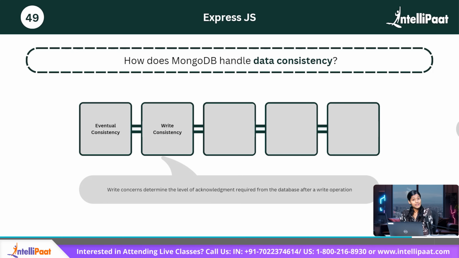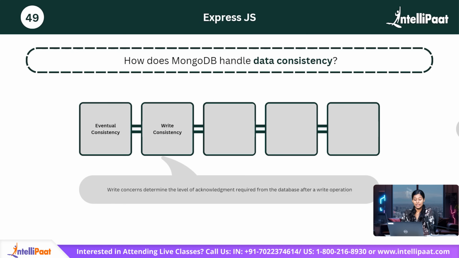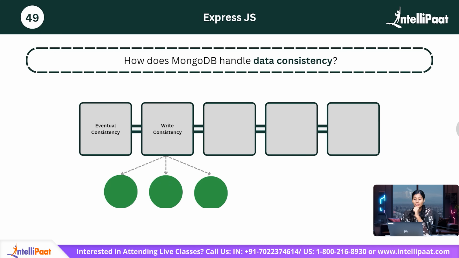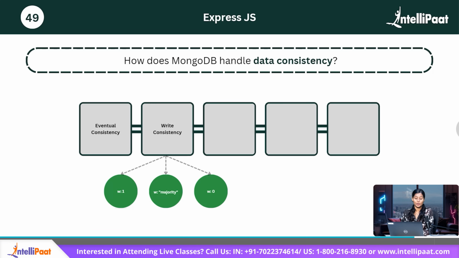Then we have write consistency, where write concerns determine the level of acknowledgement required from the database after a write operation. Like I said before, does the primary server require acknowledgement or do the other servers require an acknowledgement? That is write consistency. This has W1, W majority and W0. If it's W1, that means only the primary server needs to acknowledge. If it's W majority, then the majority of the secondary servers need to acknowledge. If it's W0, no acknowledgement is required.